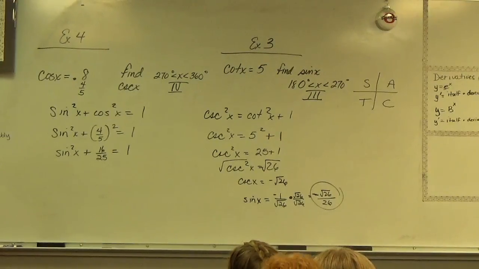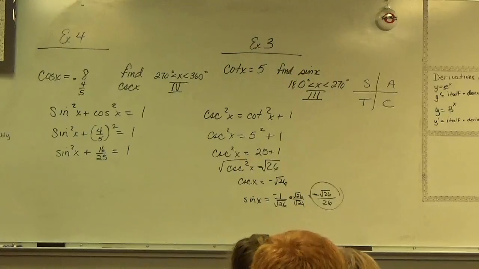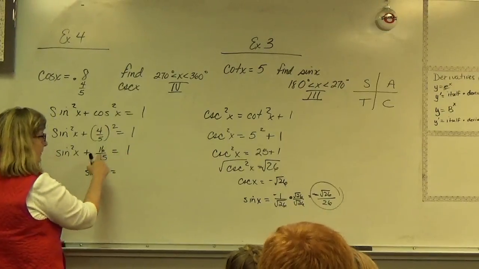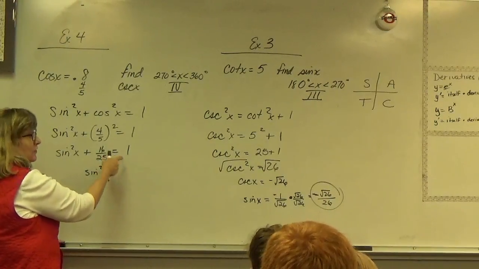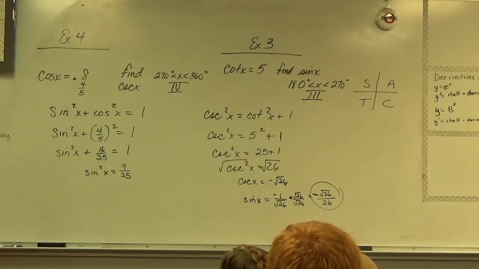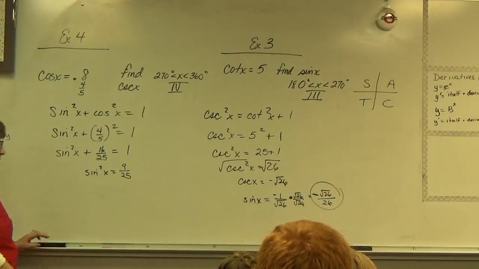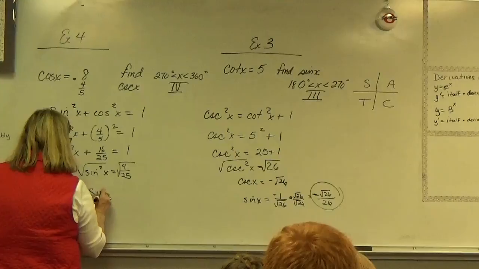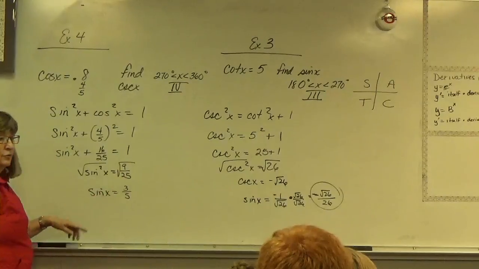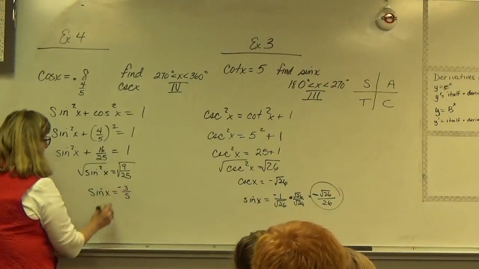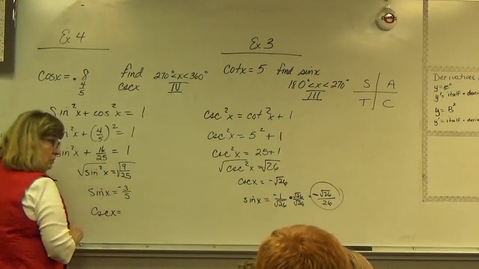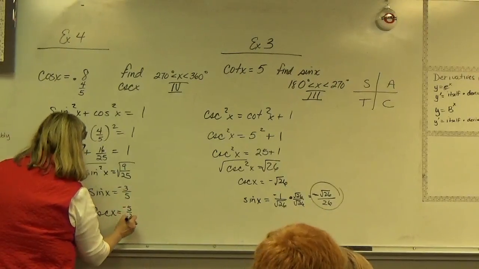Now what would I do to get sine squared by itself? So if you subtract 16/25, what's that going to give you? What's 1 take away 16/25? What's 25/25 take away 16/25? 9/25. Now what would we do to find sine? Sine equals what? 3/5? We're in the fourth quadrant. What's the sign in the fourth quadrant? Negative. Now is that what we want to find? What do we want? Cosecant. So all we have to do is invert it. So negative 5/3.